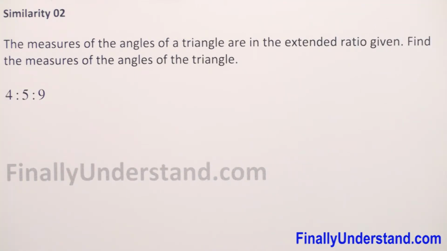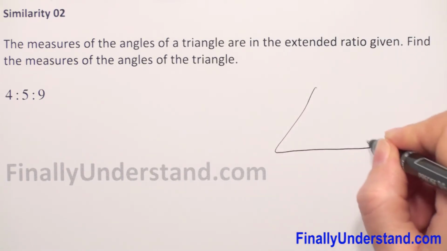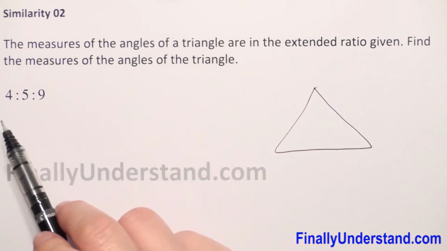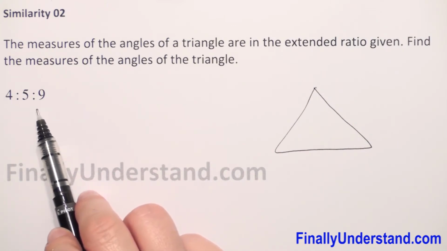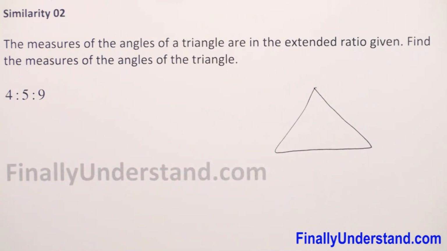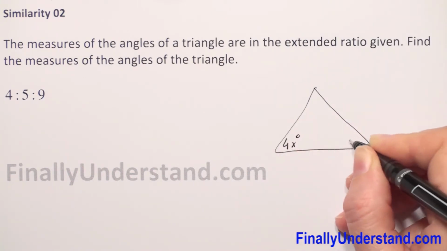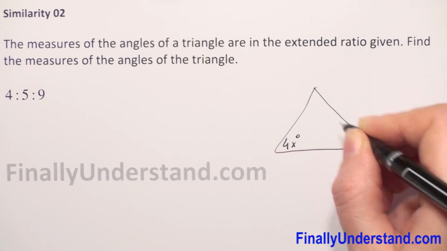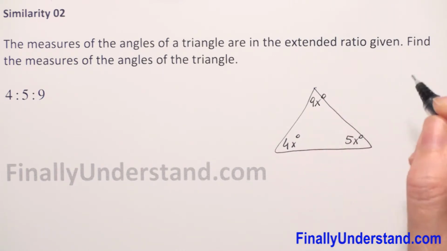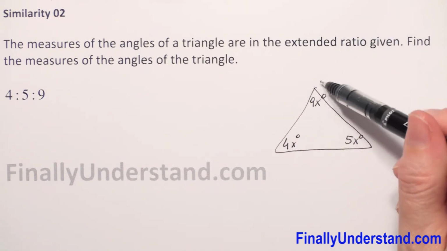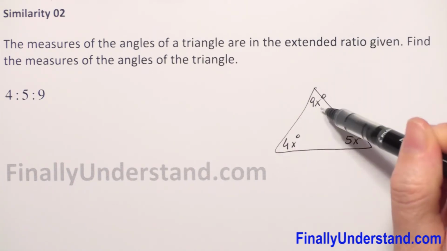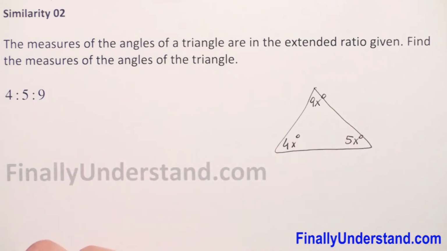The measures of angles of a triangle are in the given ratio. Find the measures of angles of the triangle. So first let me sketch a triangle, because we have been given the ratio 4, 5, 9. So we will label the measures as 4x degrees, 5x degrees, 9x degrees. So now we know that the measure of the interior angles of a triangle is 180 degrees.